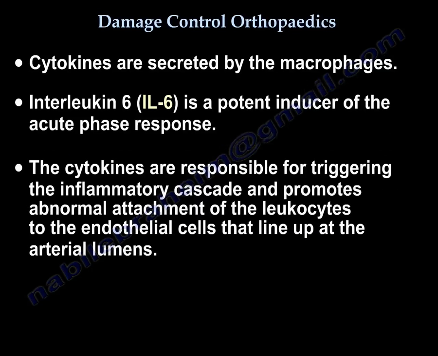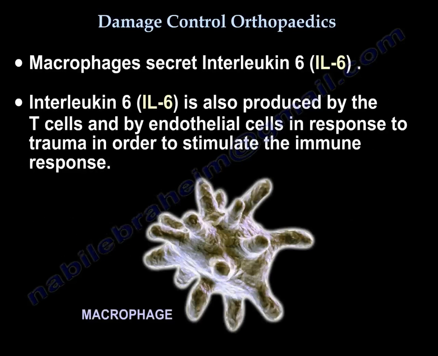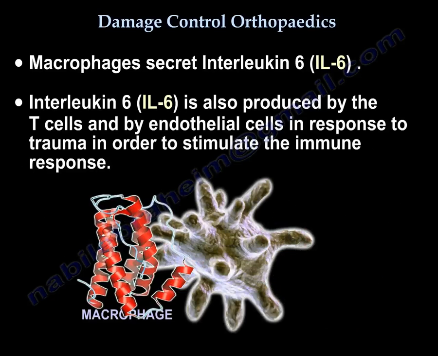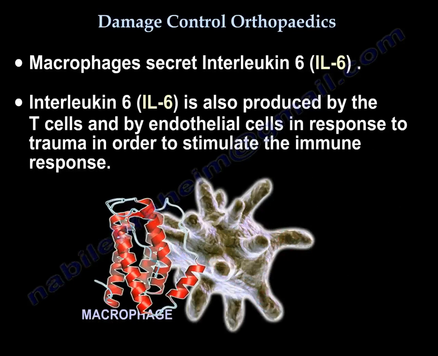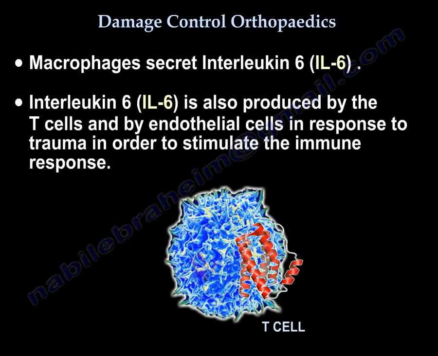These cytokines are secreted by the macrophage. IL-6 is a potent inducer of the acute phase response. The cytokines are responsible for triggering the inflammatory cascade and promote abnormal attachment of the leukocytes to the endothelial cells that line the arterial lumen. The macrophages secrete IL-6. It's also produced by T cells, dendritic cells, and endothelial cells in response to trauma, to stimulate the immune response.